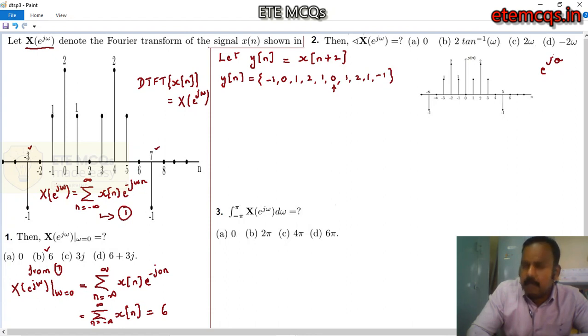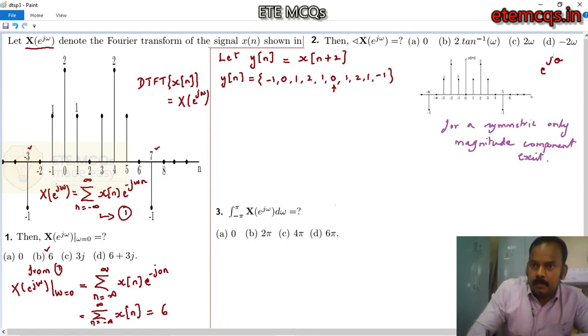In other words, the positive values of the signal y of n are a mirror image of the negative values of n. So it is symmetric. If it is symmetric, the beauty is you will be having only the magnitude component. For a symmetric signal you will have only the magnitude component. It doesn't have any phase component.